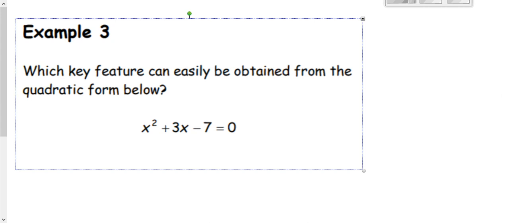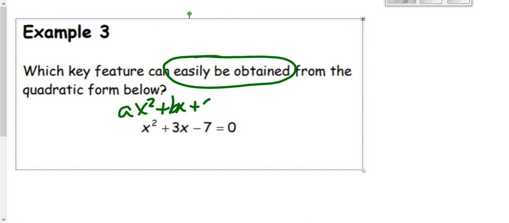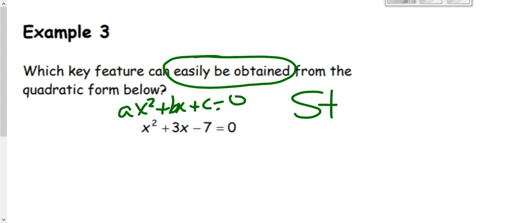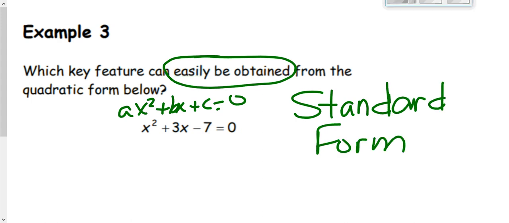So examples 3, 4, and 5 are all asking what key feature can easily be obtained from the quadratic form below. When we say easily be obtained, I know that I could find any key feature that I want, but they're asking what can we find basically just by looking at this. Okay? So first thing you want to do is figure out which form this is. Well, this is actually standard form, ax squared plus bx plus c equals 0. That's your standard form. And if you look back at your resources that I typed up for you, you should remember that when it's in standard form, our c value is something special that I can just look at and know that that's my key feature.